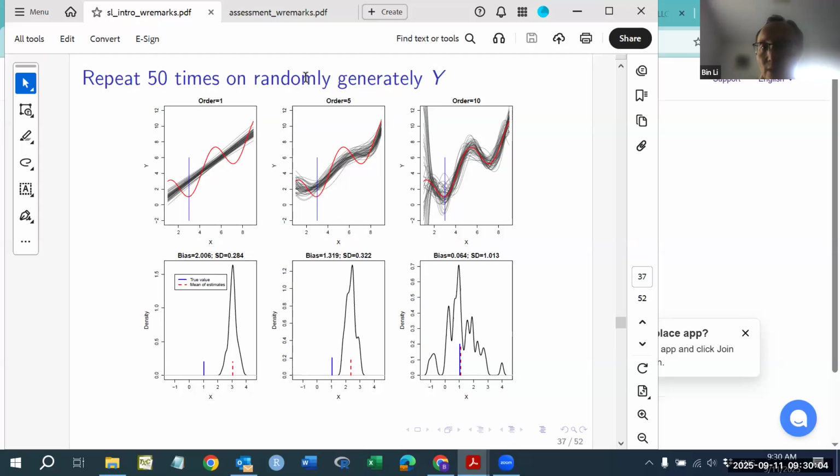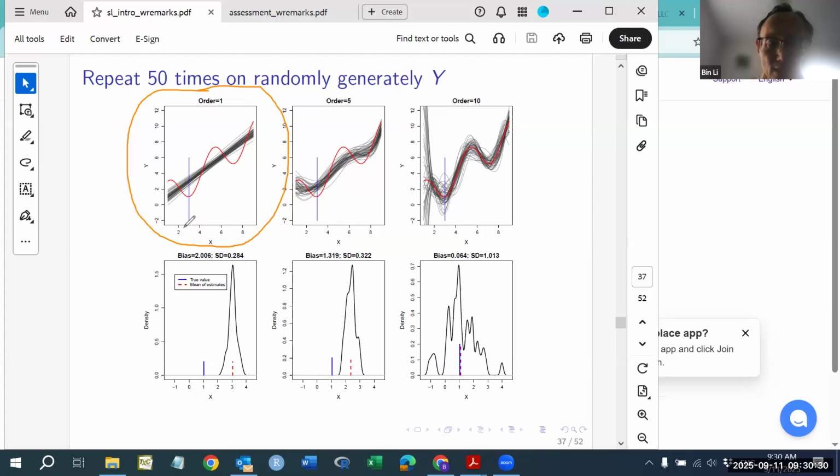Here, I showed you 3 orders. When the order is 1, you can see in the background the dark lines. Each line is a fitted linear model for each data set. And the red curve is the true function. Now you can easily see the bias.